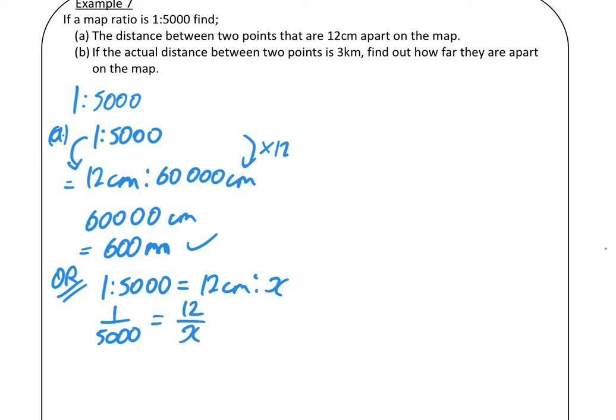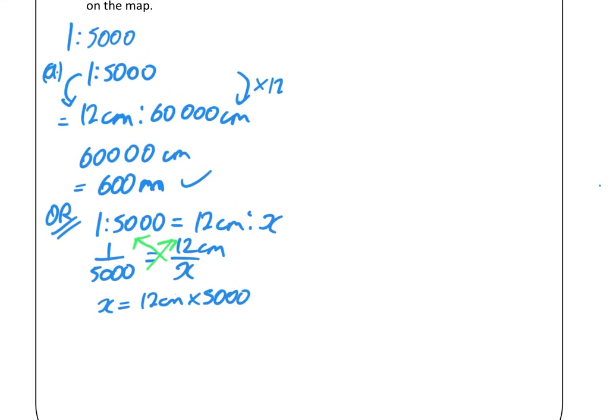And then again, we're going to cross multiply here and see what we get. So x is going to be equal to 12 centimetres times 5,000, which gives you our 60,000 centimetres, which again is the same, get rid of 2 of the zeros, same as 600 metres.